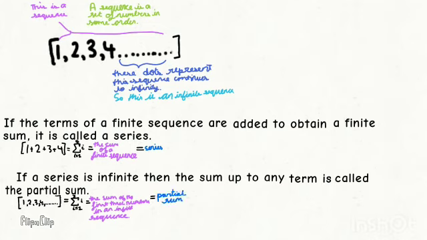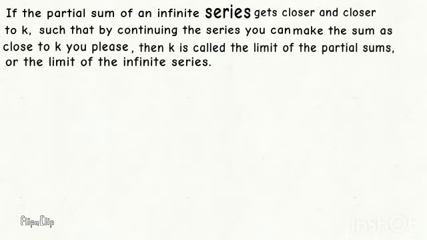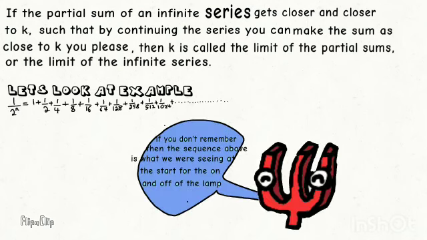The definition of a limit is: if the partial sum of an infinite series gets closer and closer to k such that by continuing the series, you can make the sum as close to k as you please, then k is called the limit of the partial sums or the limit of the infinite series. Let's look at an example.